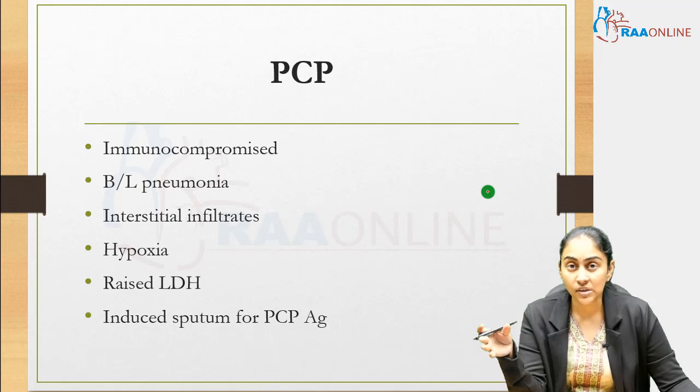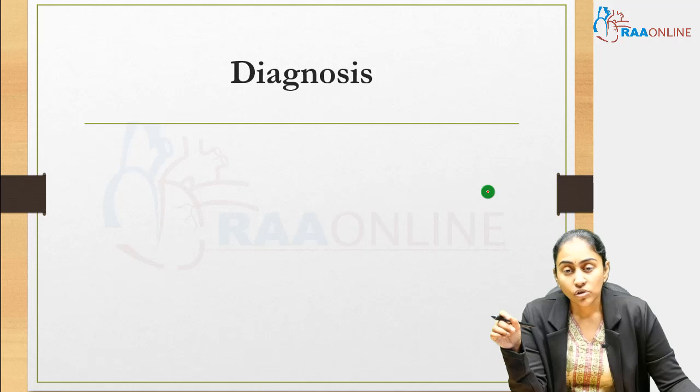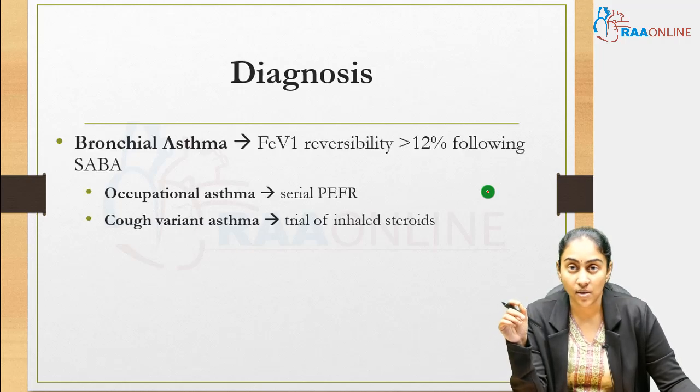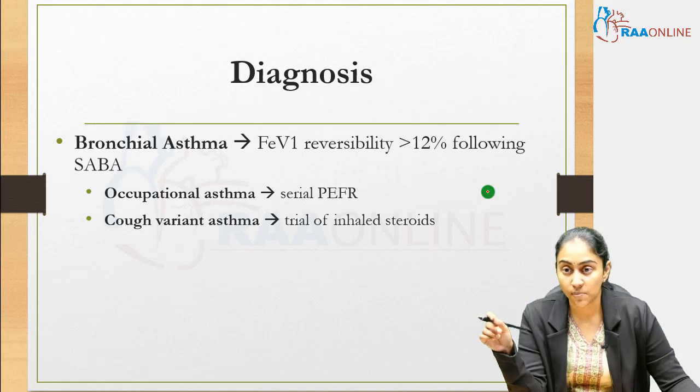So, what is the best test for PCP? It's going to be induced sputum for a PCP antigen. So, a few important things as far as diagnosis is concerned among respiratory disorders. For bronchial asthma, what is the diagnostic tool? You look at the FEV1 reversibility. If that's more than 12%, it is bronchial asthma.